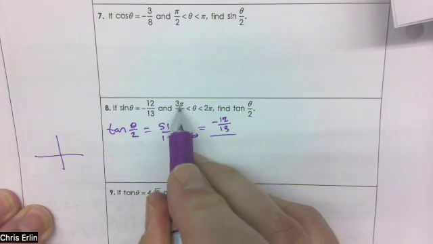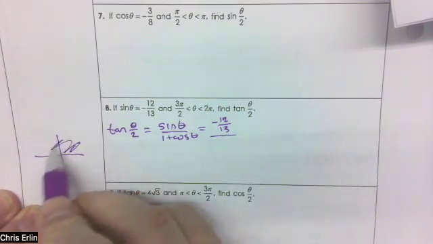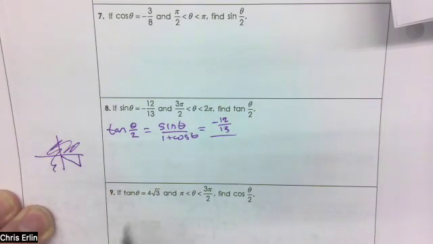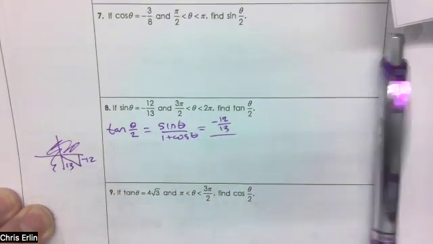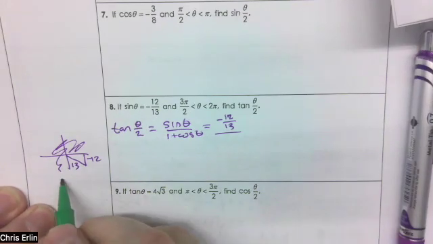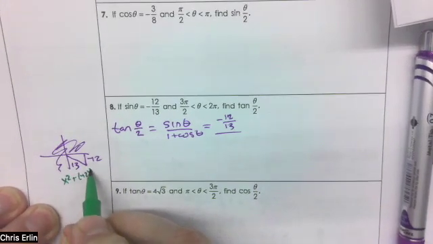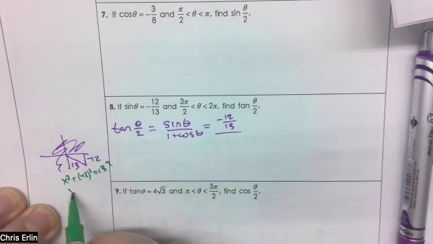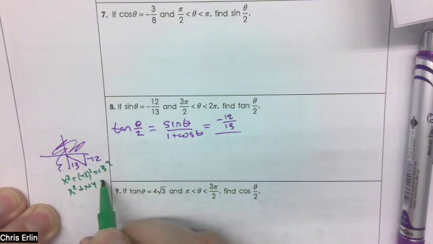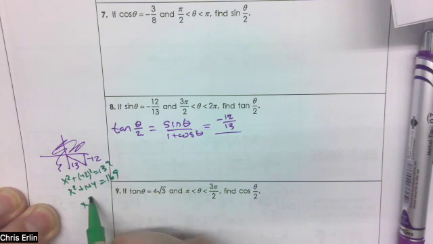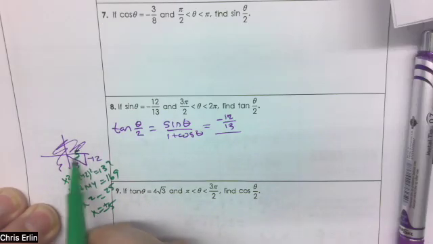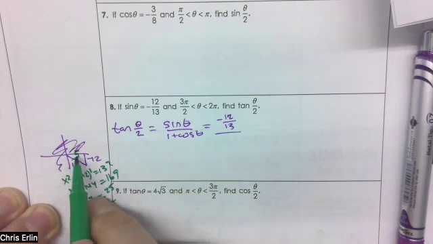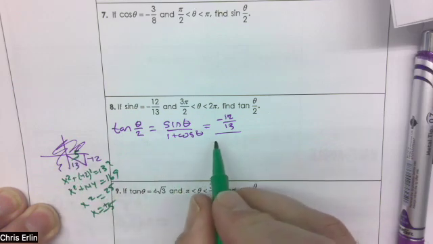So I know that if I'm in 3 pi over 2 to 2 pi, I'm again in quadrant 4. Sine is opposite over hypotenuse, so this is negative 12/13. I can do the Pythagorean theorem and say x squared plus negative 12 squared equals 13 squared. x squared plus 144 equals 169. So x squared equals 25. So x equals plus or minus 5. Because of which quadrant I'm in, this is going to be a positive 5, which means the cosine is going to be adjacent over hypotenuse, or 5/13.